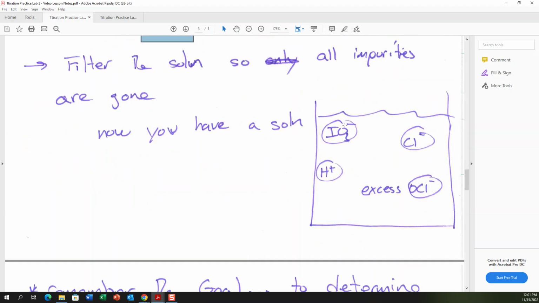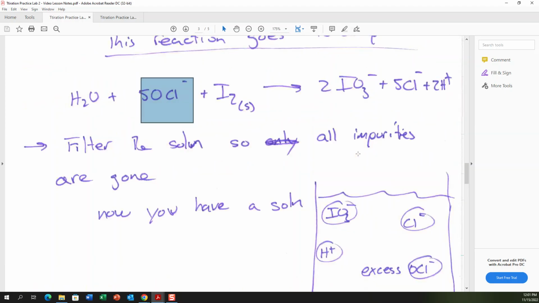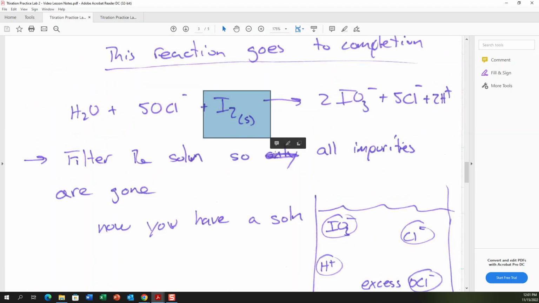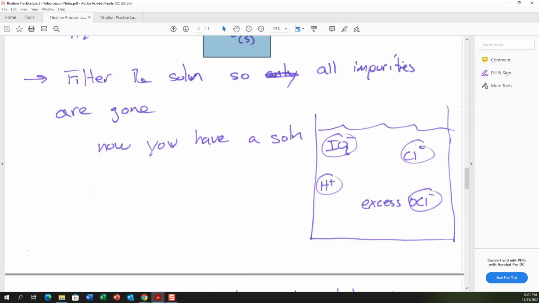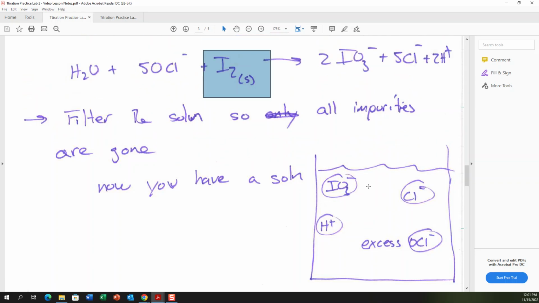So now our goal is to figure out how much iodine reacted, based on what was produced. So we got three things that were produced, all right? If I could figure out how much iodate was produced, I could multiply by 1/2, and that would give me moles of iodine that were produced. If I could figure out how many moles of chloride were produced, times 1/5 would give me how many moles of iodine reacted, right? If I could figure out how many moles of H+ were produced, times 1/2 would give me how many moles of iodine reacted, right? That's our whole goal.